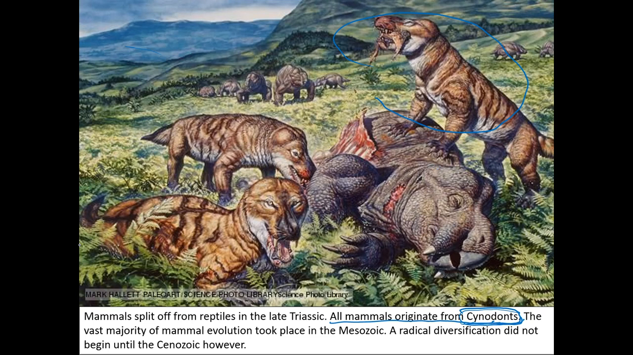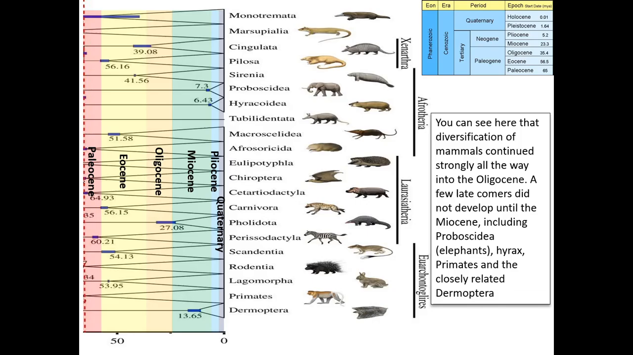The vast majority of mammal evolution took place in the Mesozoic, but then a radical diversification began after the KT mass extinction. Most mammal evolution, the most basic structures, had been in place since the Mesozoic times and even the Triassic times. Okay, so anyway, you can see here the tremendous diversification, like I said, of mammals going through the Cenozoic. And it's been going on, right? It hasn't slowed down. You can see these diversifying events going on in the Miocene and the Pliocene. You can see the advent of the primates and Dermoptera.